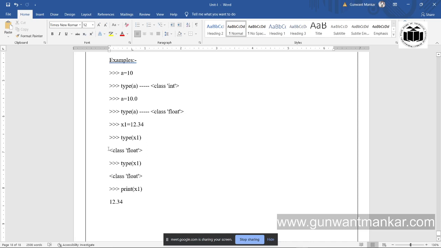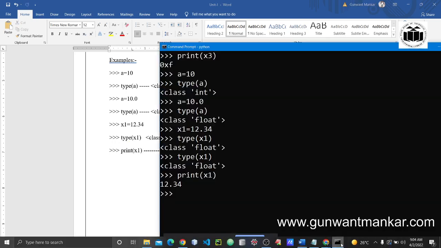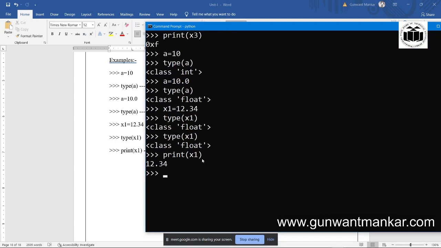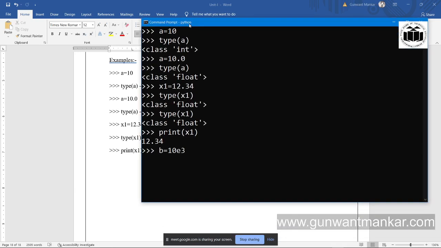Okay. Let us see what is the scientific form. There is a notation known as E. Suppose you are writing B is equal to 10E3. What is meant by this? This is a scientific notation. इसका मतलब होता है कि 10 to the power 3. Let us check. Print the value of B. Now check here, 10 to the power 3.